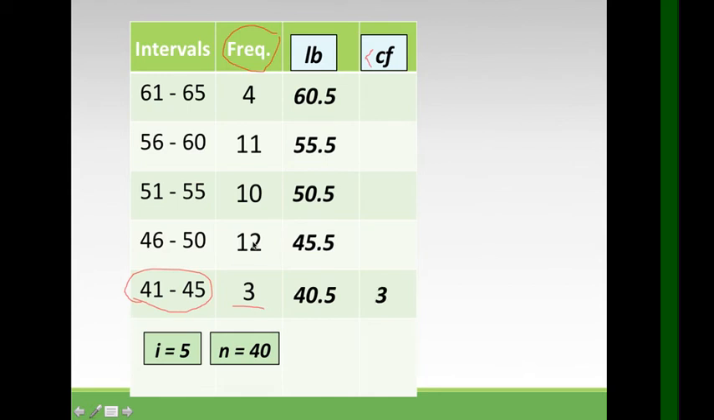And then 3 plus 12, the answer is 15. 15 plus 10, the answer is 25. Kung nakikita niyo, parang siyang pa-zigzag, no? So, 25 plus 11 is 36 and 36 plus 4 is 40. You can determine if your answer is correct by looking at the last number na na-add mo and comparing it to the n. If your n and the last number in the cumulative frequency are the same, it means tama yung answer mo.